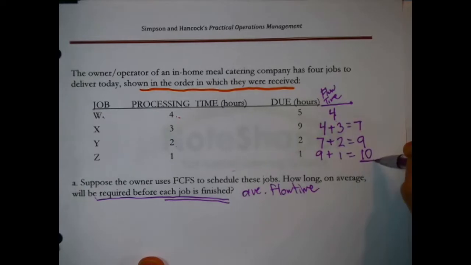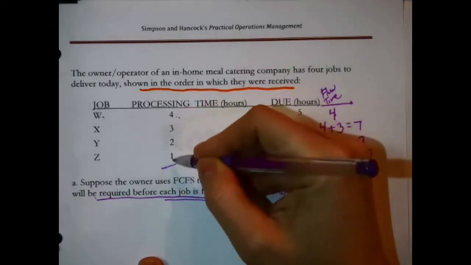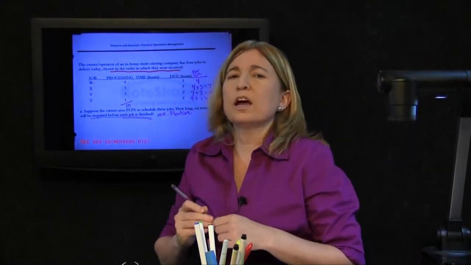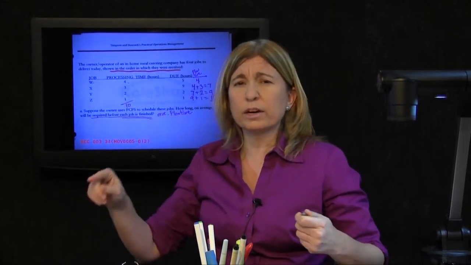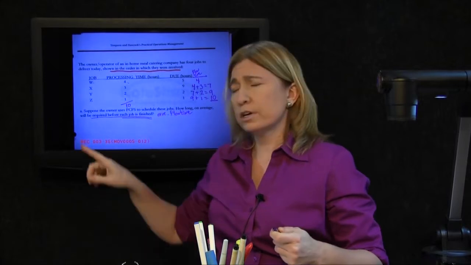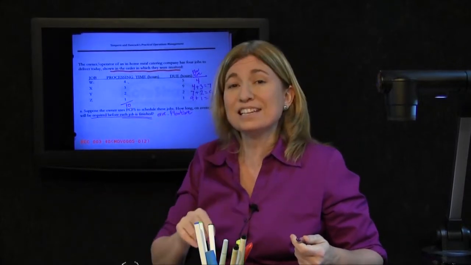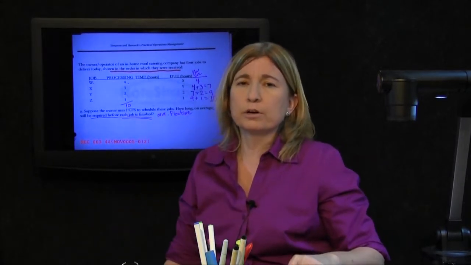Before I go any further, I want to check my math. This is the flow time of the last job in the sequence. It's 10. Go over to the processing time, just add these numbers up. These numbers add up to 10 hours worth of work in preparing these 4 in-home catering jobs. This is not a coincidence. The flow time of the last job in any sequence should be exactly that number, and it is. Good. It was just a check on my arithmetic.